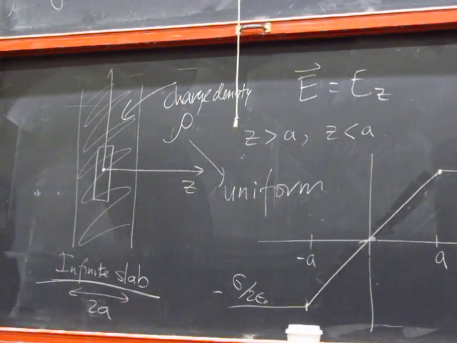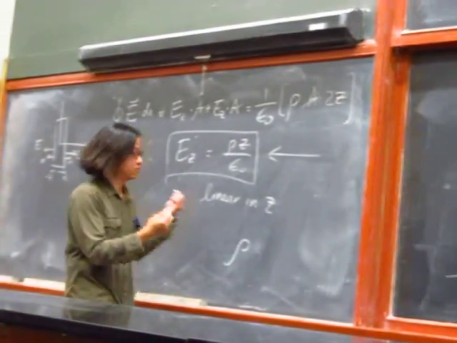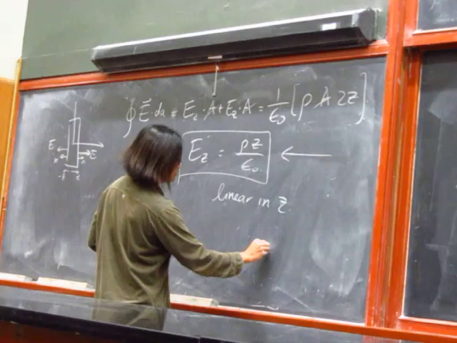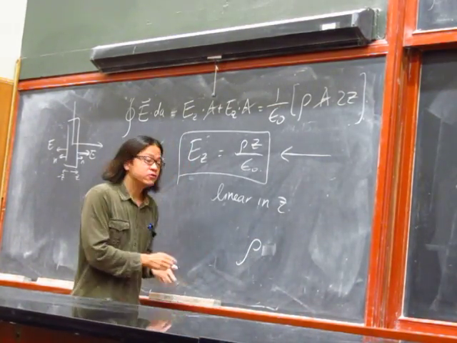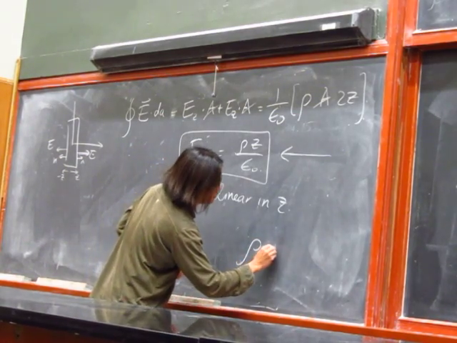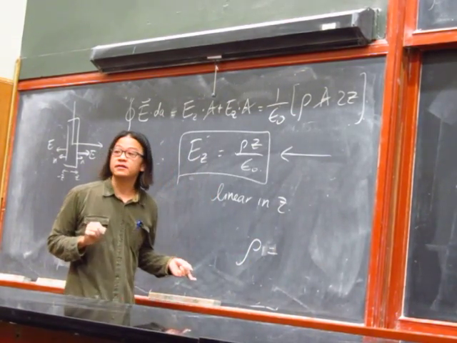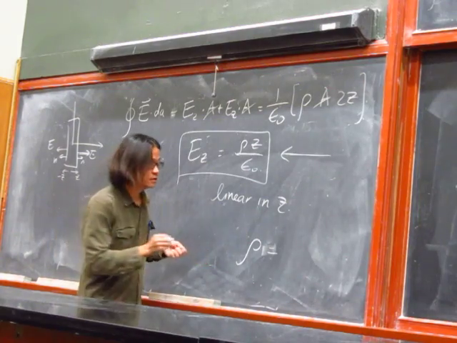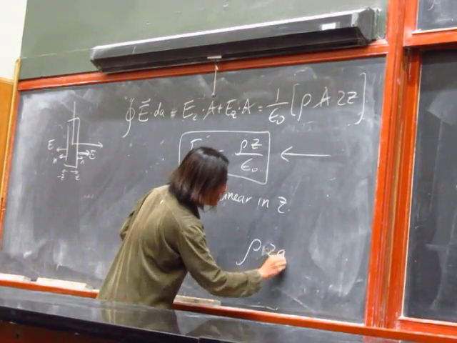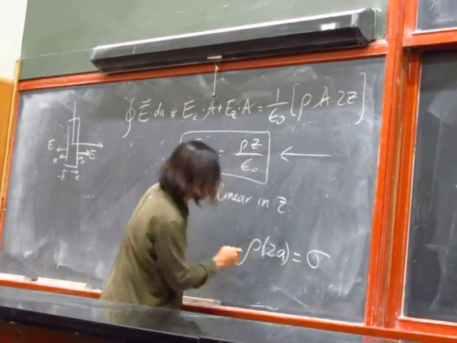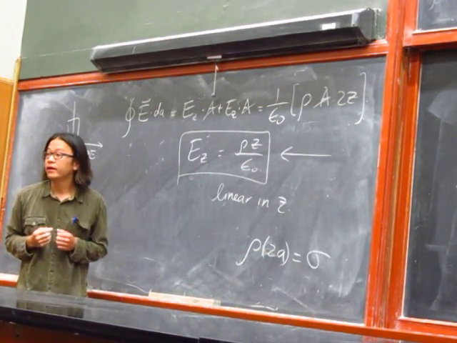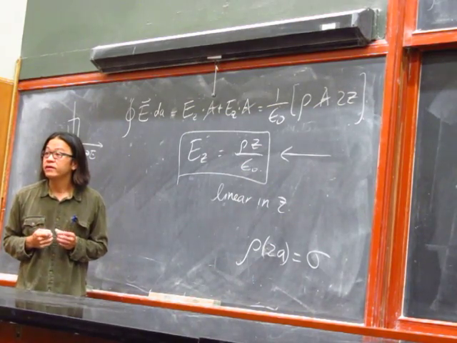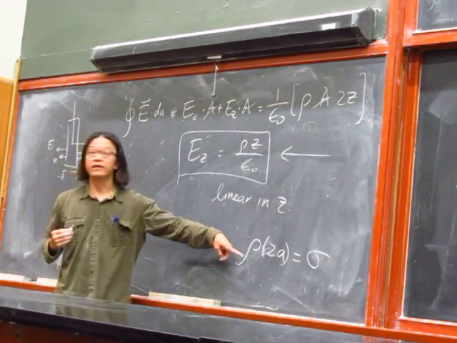Because sigma, I hope I'm not missing a factor of 2 somewhere. I like to do that sometimes. But sigma is just, how do you make the relation between charge density and surface charge density in this case? Rho times 2a is equal to sigma, right? Is that clear? Right?